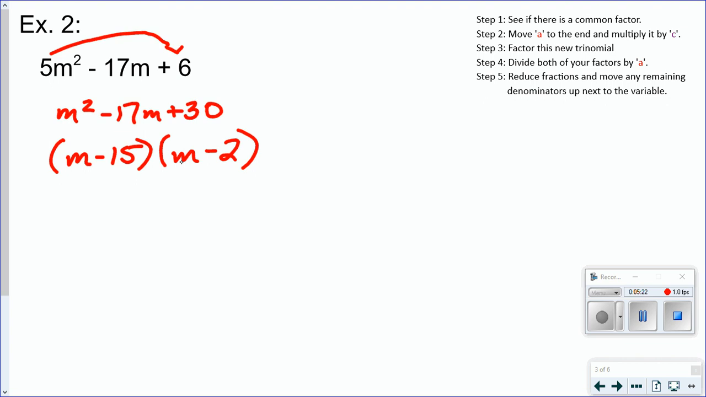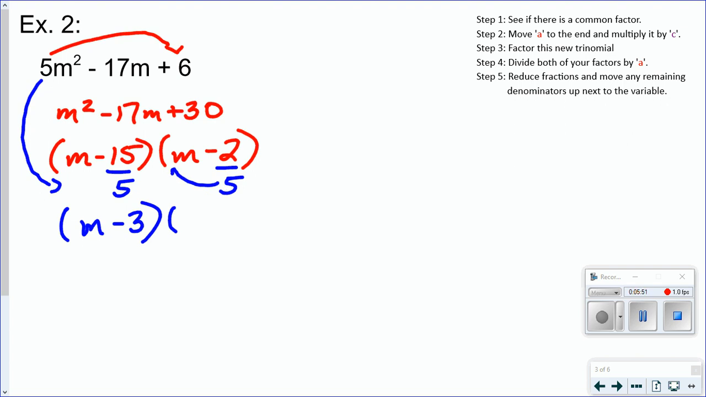So now we're going to move on to step number 4. We're going to divide both of your factors by a. So we're going to take this value, bring it down here, and divide each of these by 5. So the 15 over 5, that's going to simplify to 3. So that's going to just leave me with m minus 3. I can't simplify this fraction, so I'm going to slide this 5 up next to the m. So it's going to give me 5m minus 2, and that's my answer.